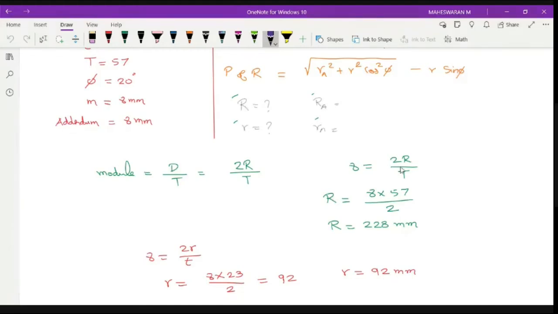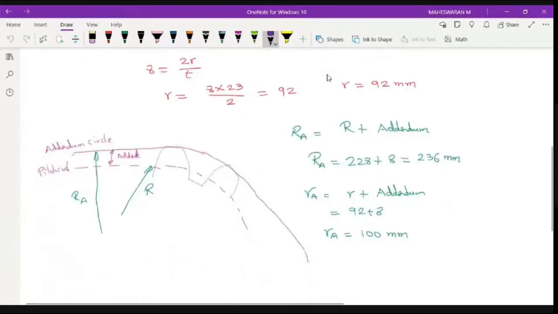After identifying small r and capital R, we will identify capital RA, then small RA. If I consider the gear, the radius of the addendum circle is nothing but the pitch circle radius plus the addendum. We know the addendum, which is 8. So RA will be equal to R plus 8. So this is the formula.